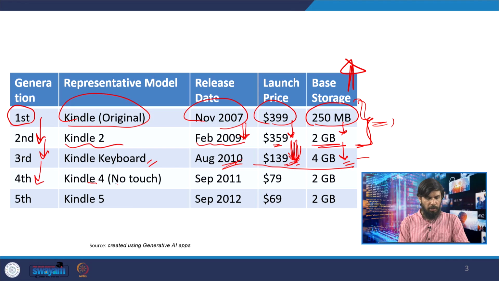Now, we move from third to fourth generation. In the fourth generation, a touch version was added, but that was in the premium segment. So, the basic version still was no touch and keyboard only. This came in 2011. Now, again you will see a drop, 79 USD, right. While the storage in the basic version was also dropped to 2 GB, right.